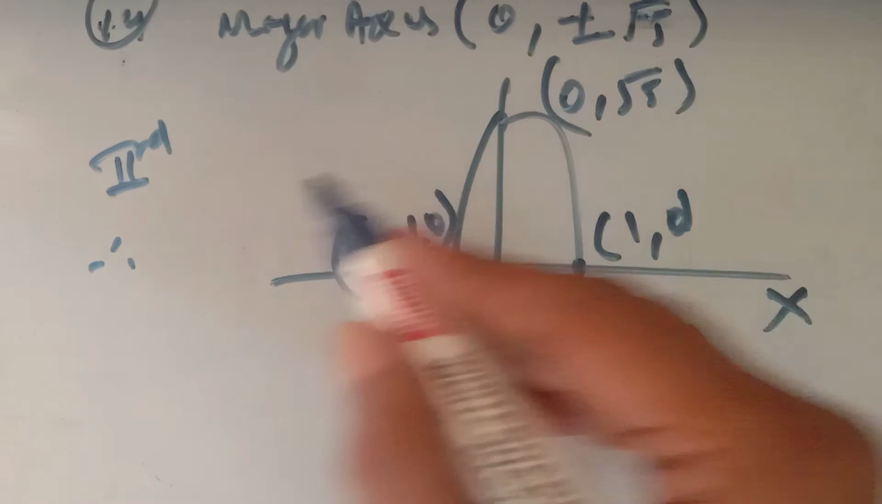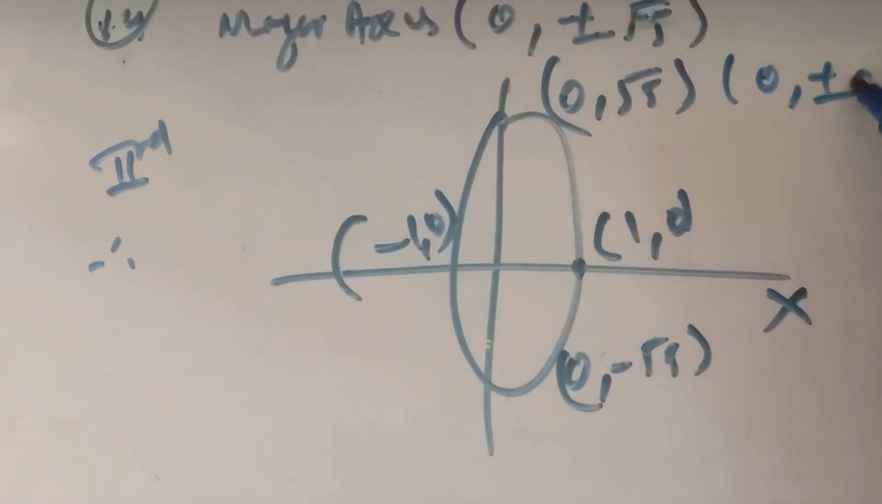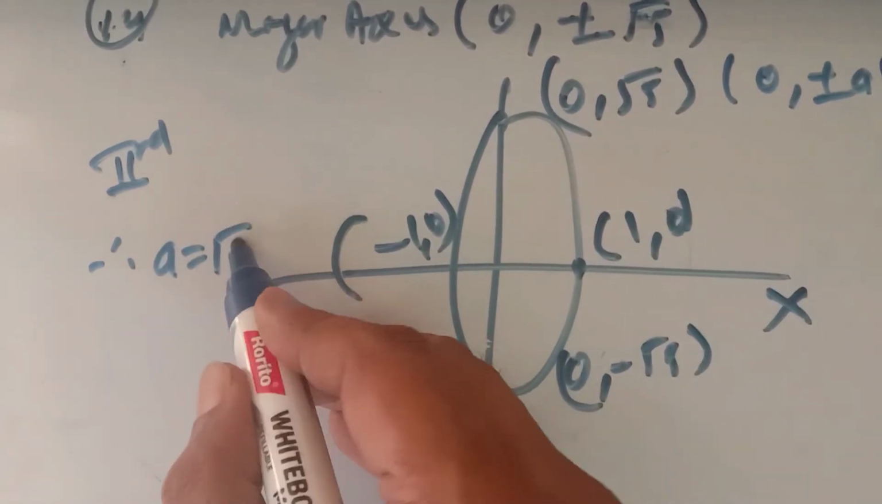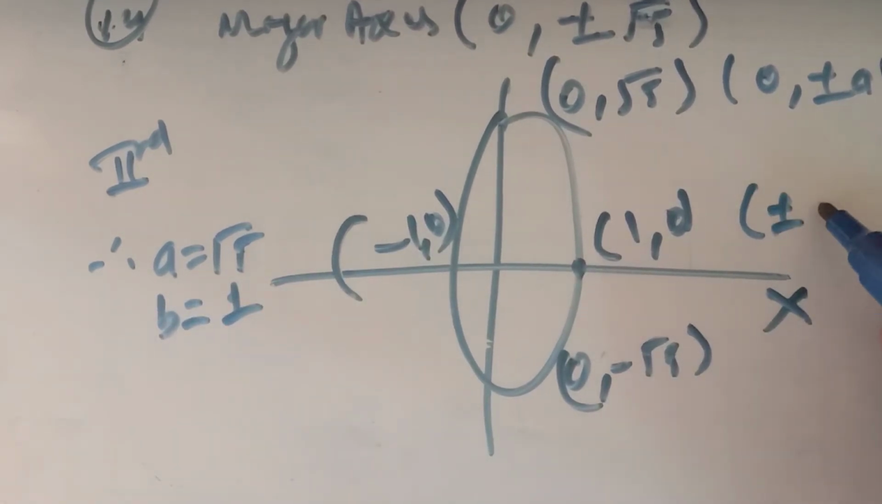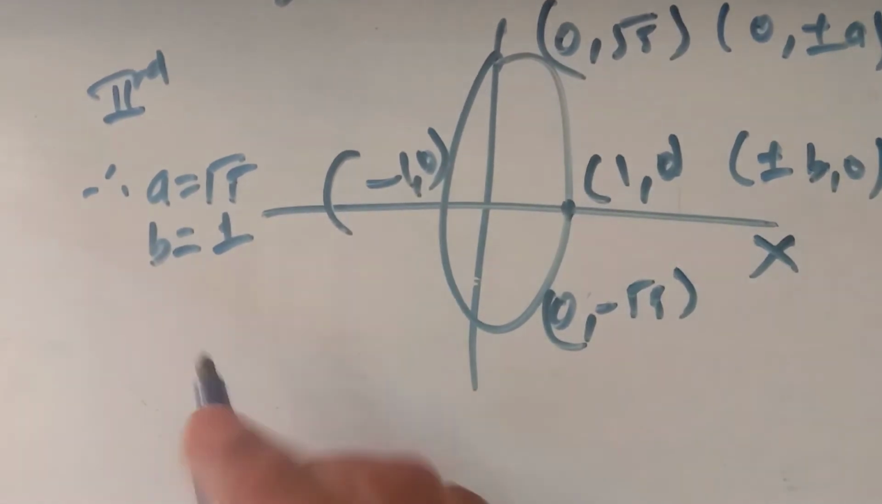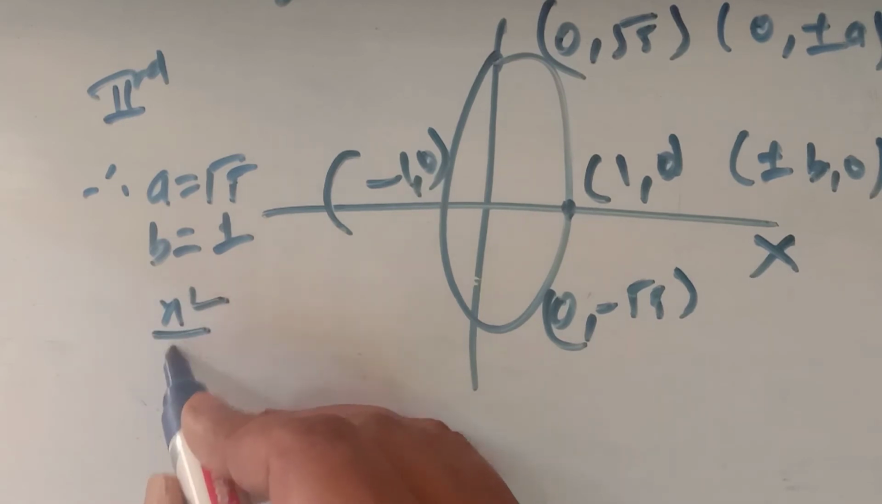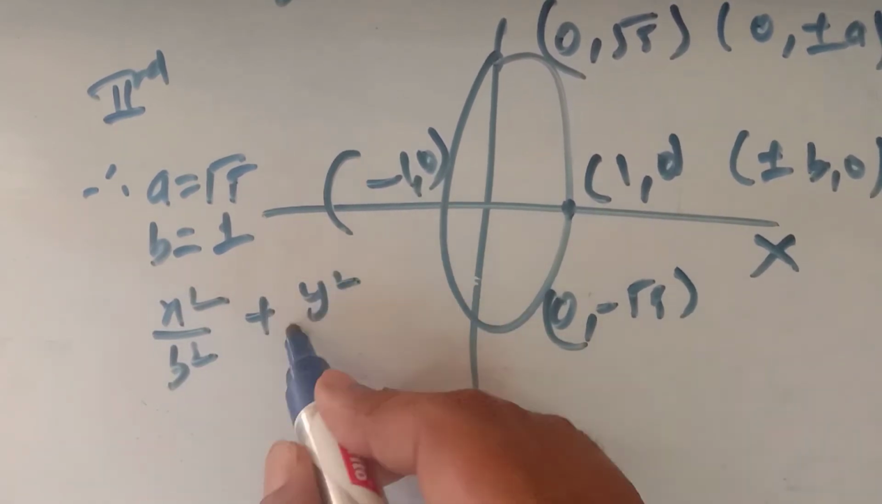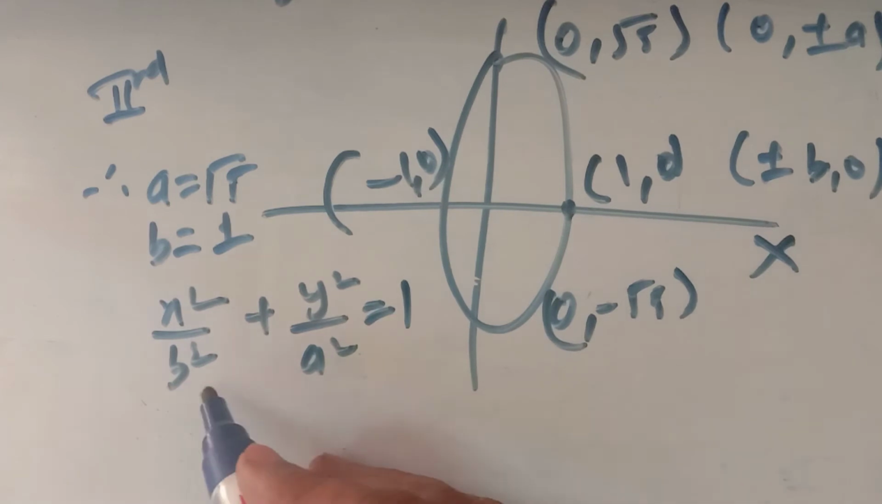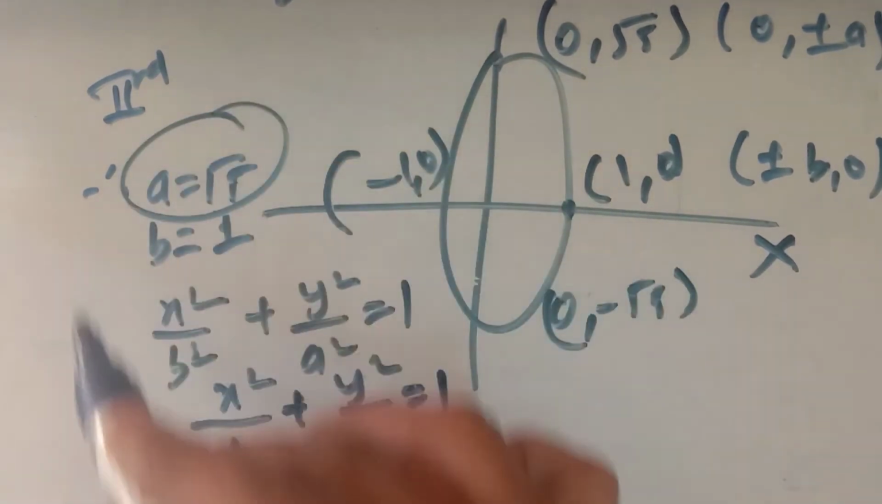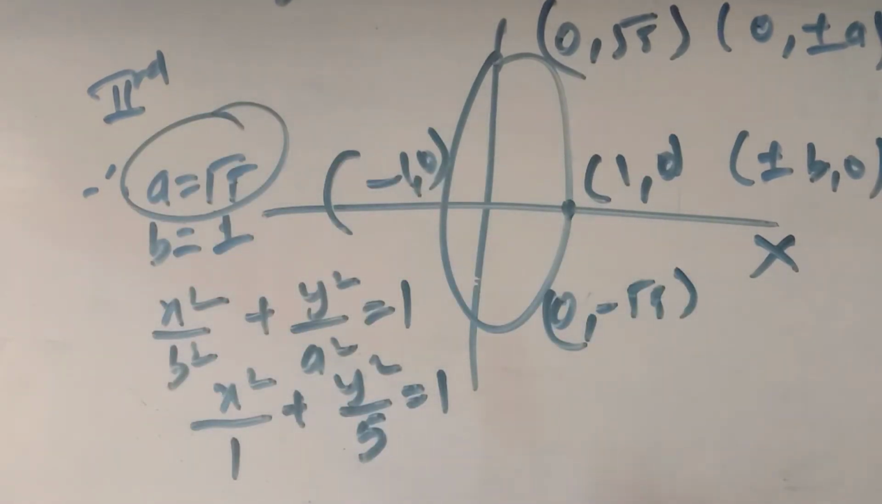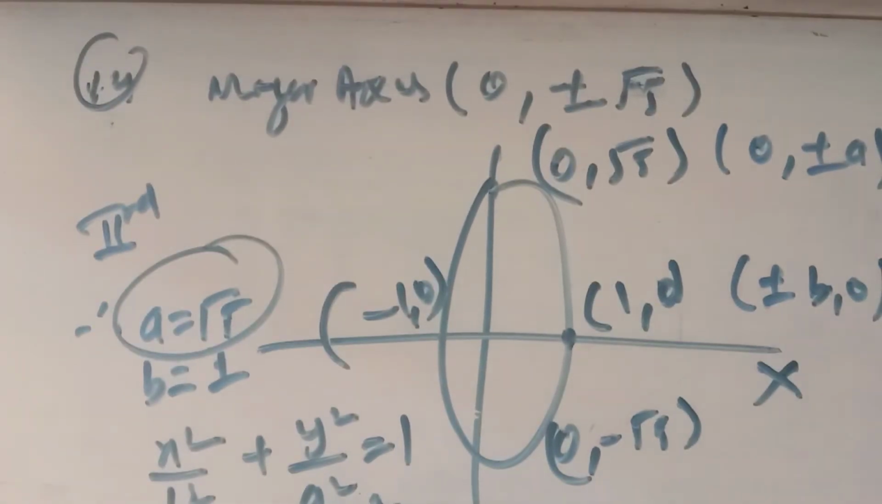So what are the coordinates of the major axis? 0 plus minus a, so the value of a is root 5, and the value of b will be equal to 1, because the coordinates of the minor axis are plus minus b, 0. So the values of a and b are given, and the equation of the ellipse for the second type is x square upon b square plus y square upon a square is equal to 1, and the value of b square will be equal to 1. The value of a square will be equal to 5 because the value of a is equal to root 5. So this is question number 14, which is very, very easy.